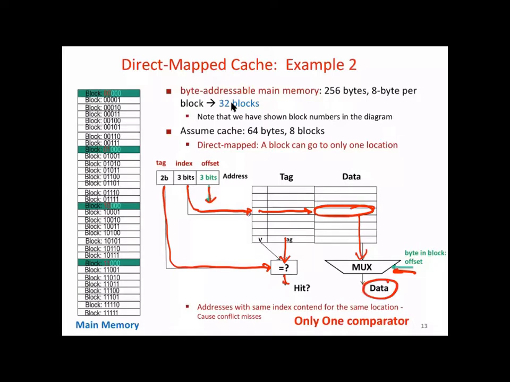Now the next step that we have not shown here: if this is a hit, then this data is valid. So actually we can have one more mux, with the output going to that mux. If this is a hit, then the data is valid, otherwise just ignore the data. All right, get it?